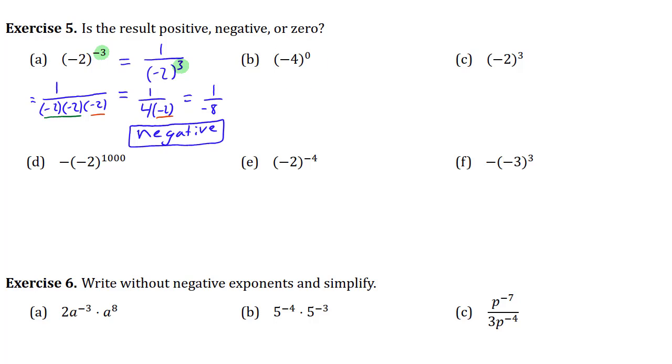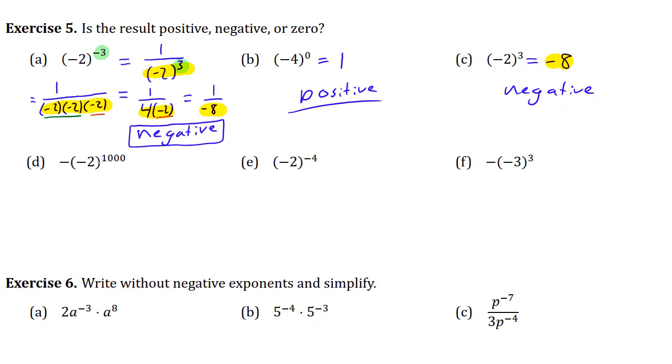Okay, so negative 4 to the power 0, well, that just means 1. Anything to the power 0 is 1, and 1 is a positive number. How about negative 2 to the negative 3? That means, well, it comes out to be negative 8, just like the denominator of this fraction did here. And so that is negative.